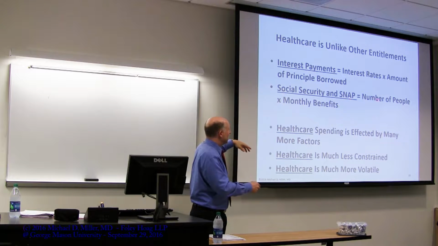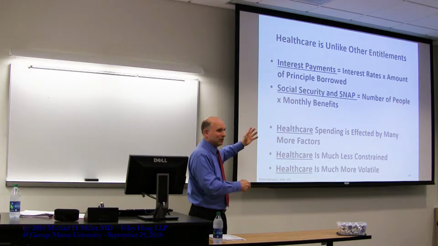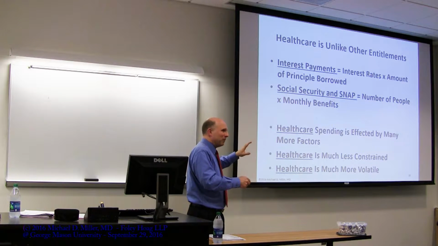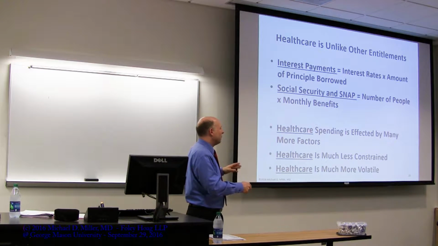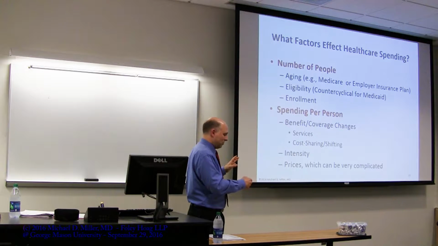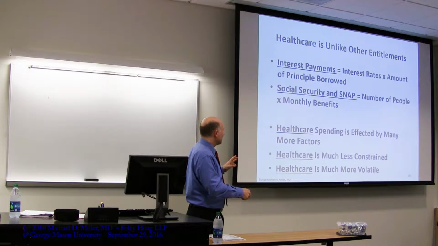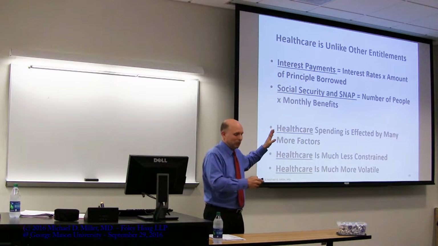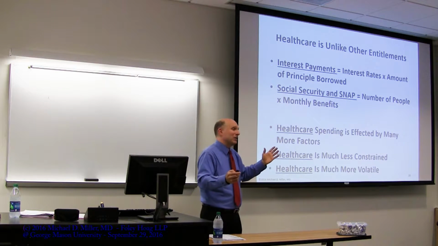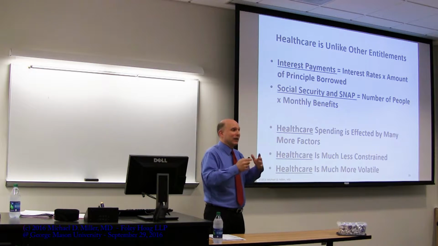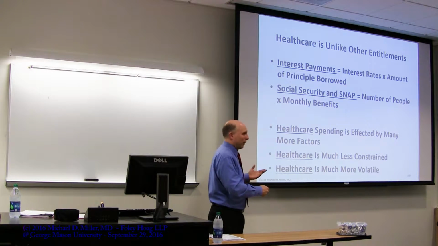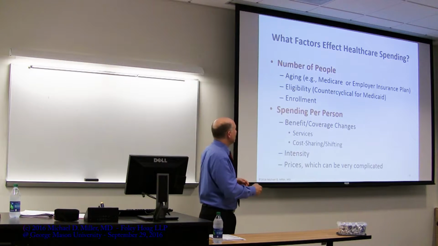Social Security and SNAP, it's the number of people times monthly benefits, right? It doesn't vary all that much. SNAP can go up and down a little bit. But healthcare is affected by a lot more factors. It's much less constrained, a lot more volatile than a lot of other entitlement programs, which is why, beyond the size of the dollar, the size of the pie, it's a much bigger concern for policymakers and government officials who are worried about spending and budgets and deficits.